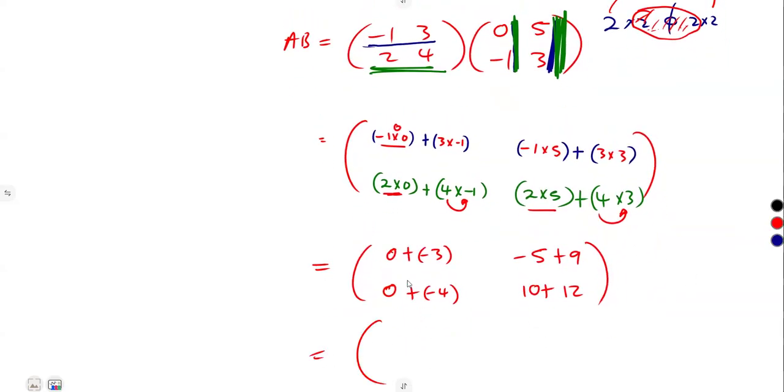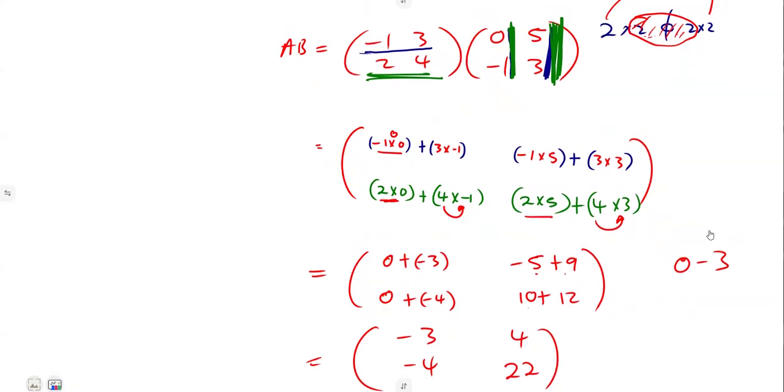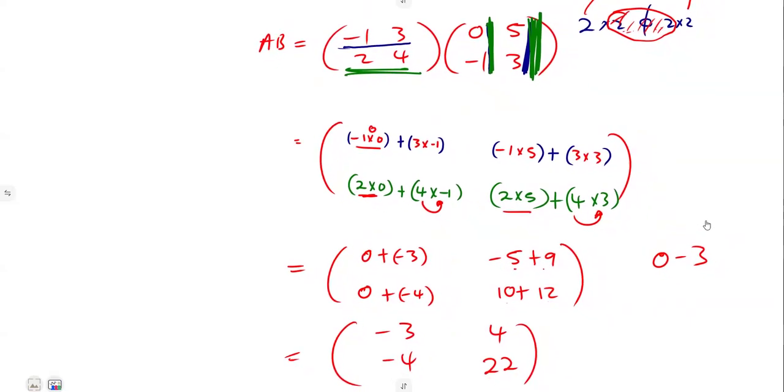And for the final answer, you simply have to add 0 plus -3. That's 0 minus 3, which is what? -3. Minus, all right, here's 0 minus 4, that is -4. -5 plus 9, that's simply 9 minus 5, which is 4. 10 plus 12, that's going to be what? 22. So this is what you're going to have at the end.